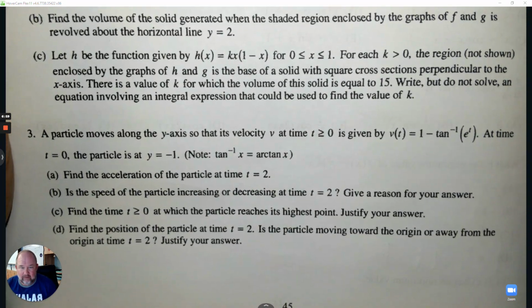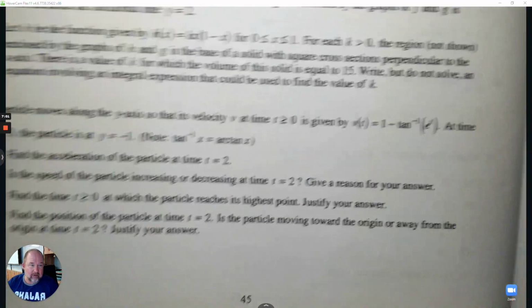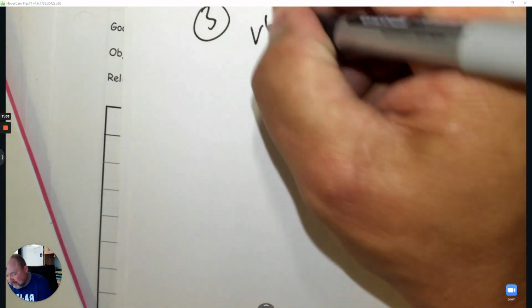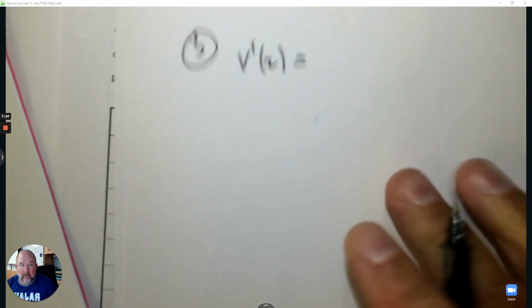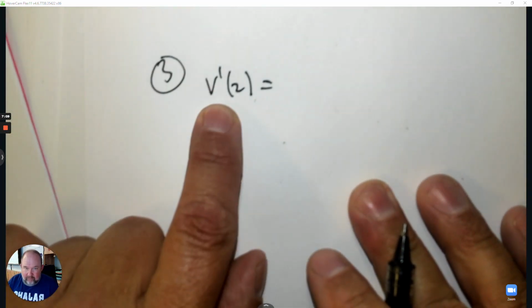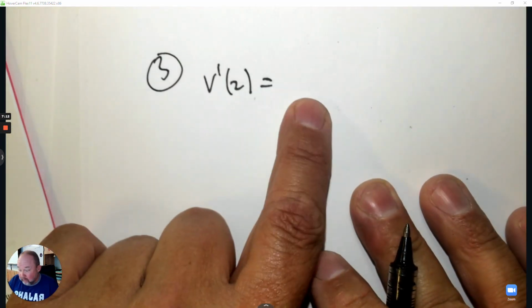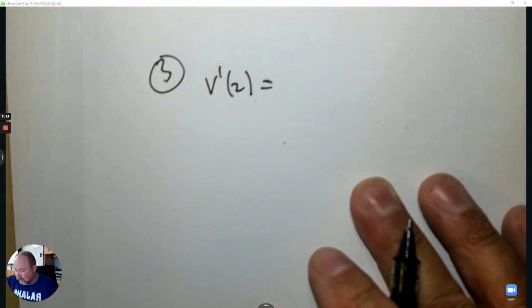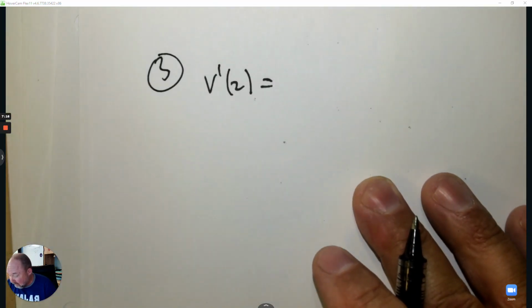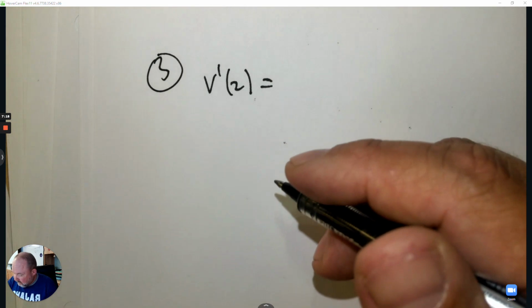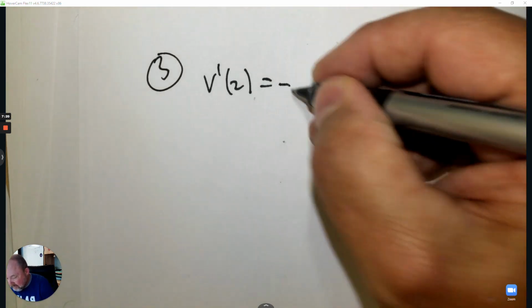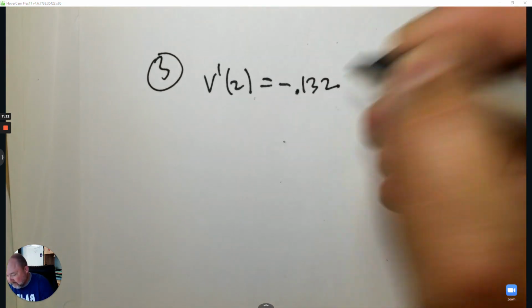Find the acceleration at 2. So if you have the velocity, how do you find it? You take the derivative of the velocity and plug in 2. So I want you to see if you can take the derivative at 2 and get the same answer as me. You're going to have to figure it out, right? You can type it in and get the answer. Keep trying until you get it. So if you did it correctly, you get -0.132.